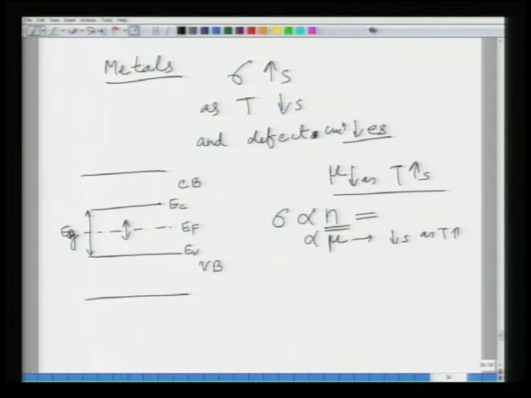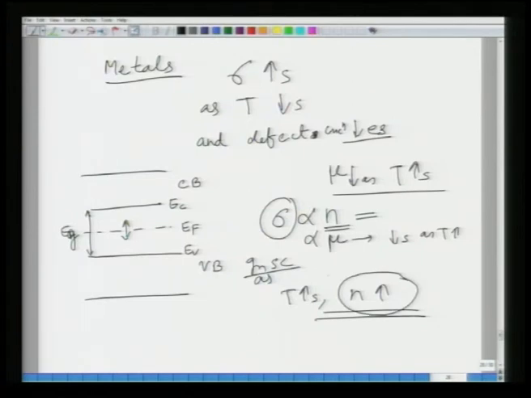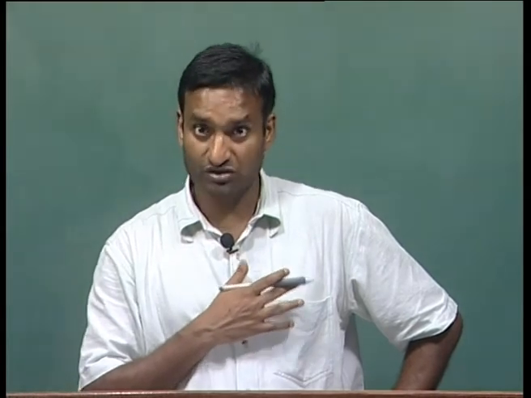In semiconductors, since the carrier concentration is dependent upon the band gap, as temperature increases, N increases. As a result, the conductivity tends to increase in semiconductors as the temperature is increased. This is also true about ionic solids. In ionic solids, as you increase the temperature, the concentration of mobile species goes up, such as vacancies.